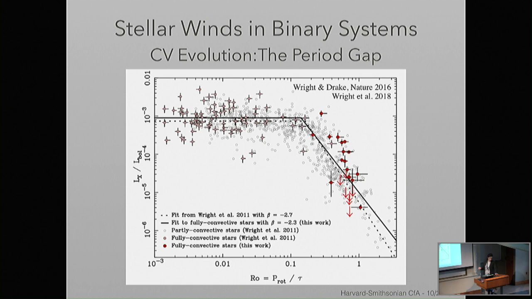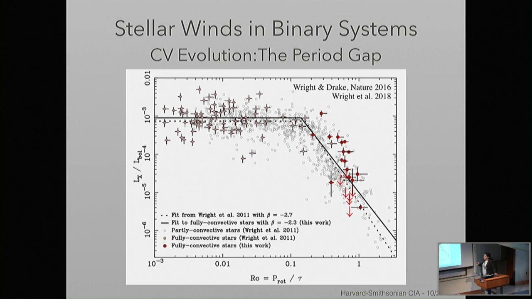The hollow circles are sun-like or partially convective stars. And that's a previous result that we already knew from the same authors in 2011. First ignore the pink and red ones. From just the hollow ones, this is called the activity-rotation relationship. It was shown that stars behave like this, right? When they are rotating faster, so towards the left, they emit more X-rays until they become saturated in this regime, where faster rotation no longer means more emission. So we knew that from 2011, right?